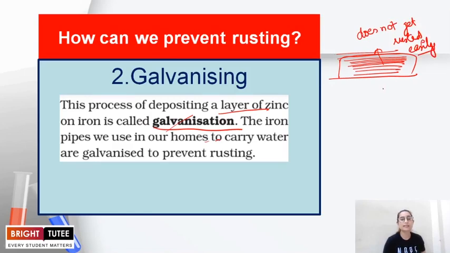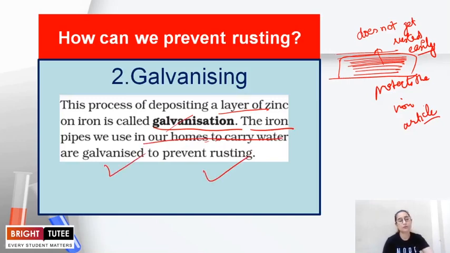So, zinc basically protects the iron article. Right? The iron article is not in direct contact with oxygen, right? The iron pipes we use in our homes to carry water are galvanized to prevent rusting. Imagine if the water pipes are not protected, there definitely will be rusting, right? Because they are in direct contact with water and oxygen is present in soil as well, right?